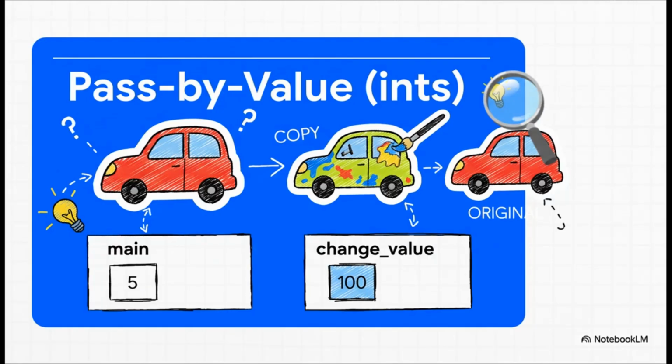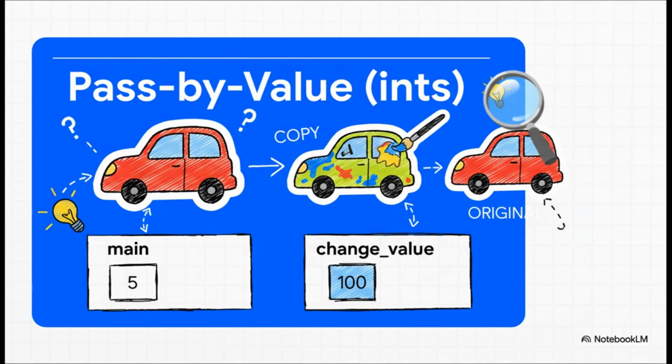First up, let's talk about pass-by-value. Imagine you have a little toy car. When you pass that car to a function, you're not actually giving it your car. You're giving it a perfect photocopy of it. Now, the function can do whatever it wants to that photocopy. It can paint it, it can take it apart, but your original toy car, it's safe and sound, totally unchanged.